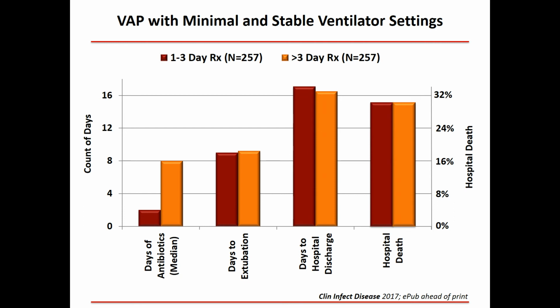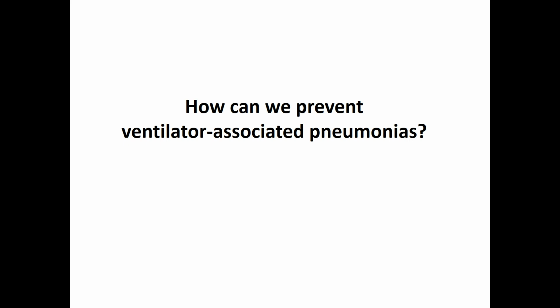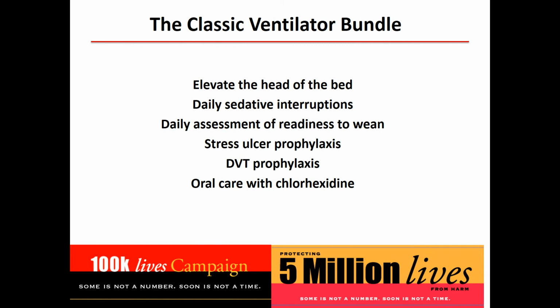Let's switch gears a little bit and talk a little bit about prevention over here. How can we prevent ventilator-associated pneumonia? Now, the classic approach to this is the ventilator bundle, which has the following 6 components. Elevate the head of the bed, daily sedative interruptions, daily assessment of readiness to wean, stress ulcer prophylaxis, DVT prophylaxis, and oral care of chlorhexidine. This is the bundle that was promulgated in the 100,000 Lives campaign of the Institute of Healthcare Improvement, the 5 Million Lives campaign. I dare say that this is common practice in just about every ICU in the United States.